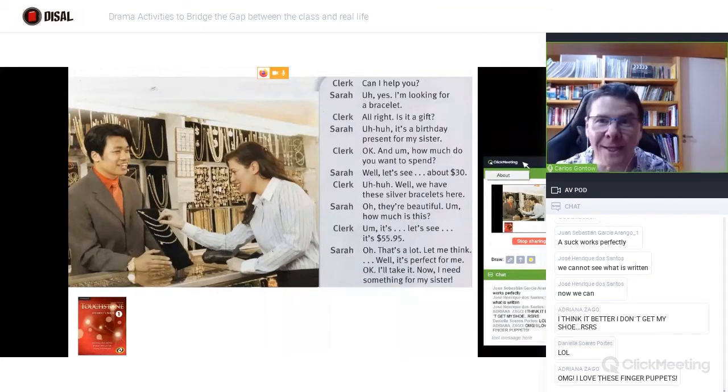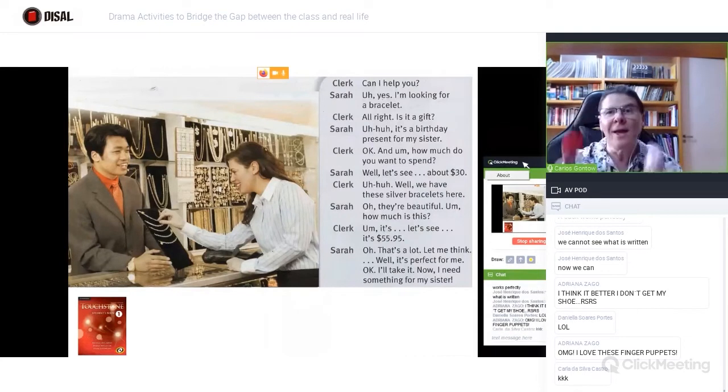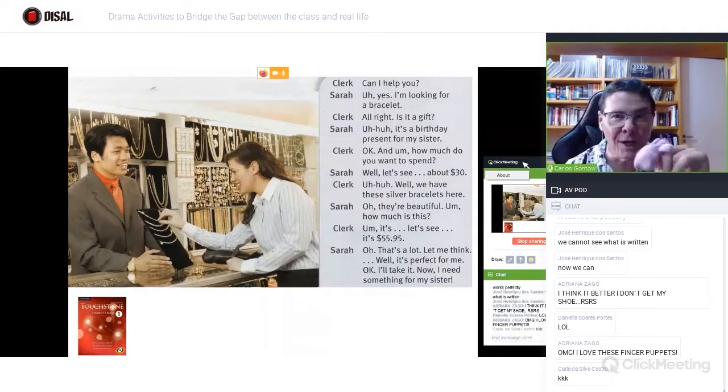Okay, now that you repeat it, you're gonna get your two puppets and you're gonna practice the dialogue alone. One puppet is the clerk, one puppet is Sarah. If you have people near you, have them watch you because then you can put on a show for them. Go, 1, 2, 3, go.